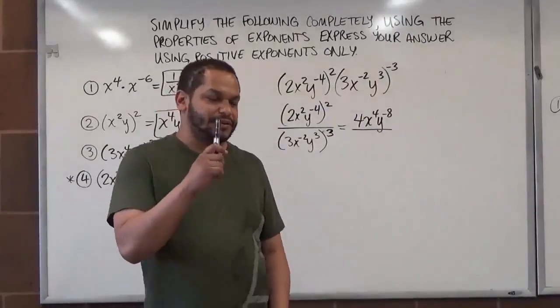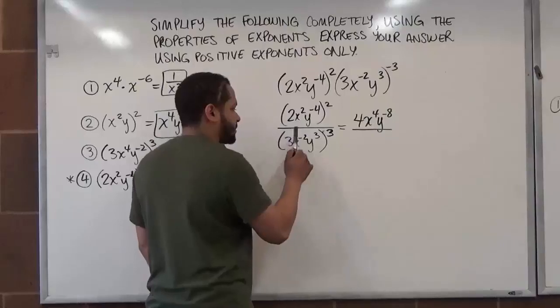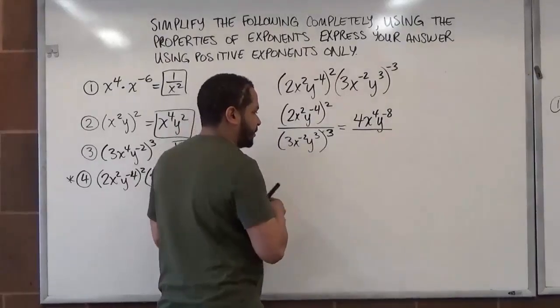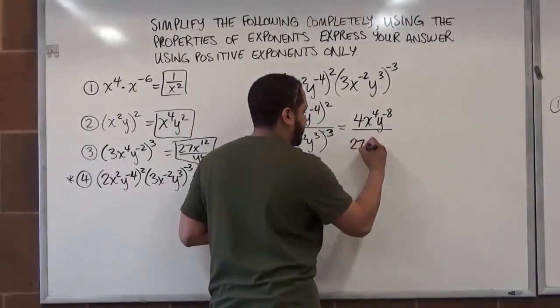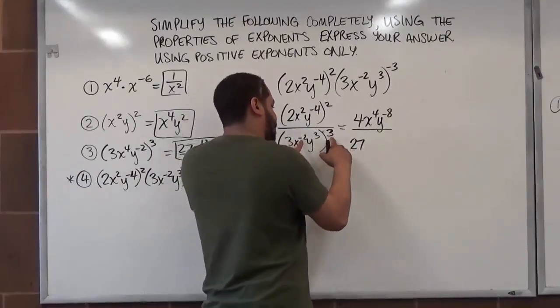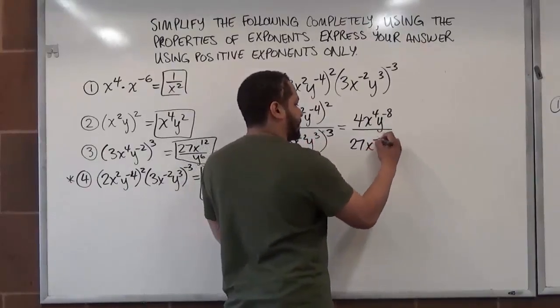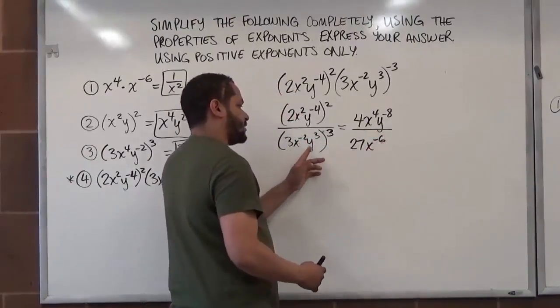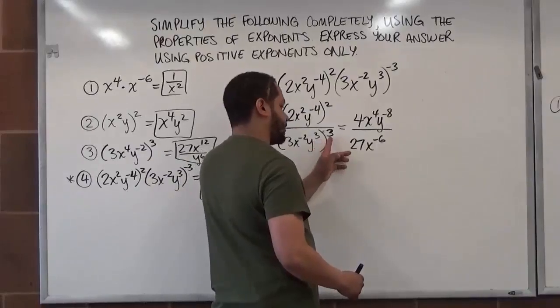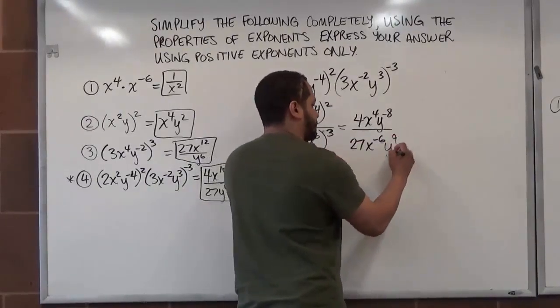Okay, so now we're going to deal with the multiplication of the exponents in the denominator, where 3 has the power of 1, so 3 to the third power becomes 27. X to the negative second power raised to the third, we're going to multiply these two again. So negative 2 times 3 is negative 6. And y to the third power raised to the third, we multiply again. 3 times 3 is 9, and we get y to the ninth power.